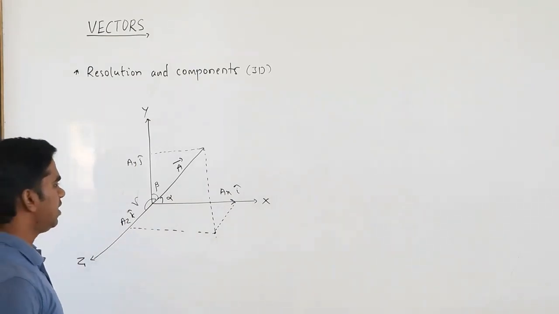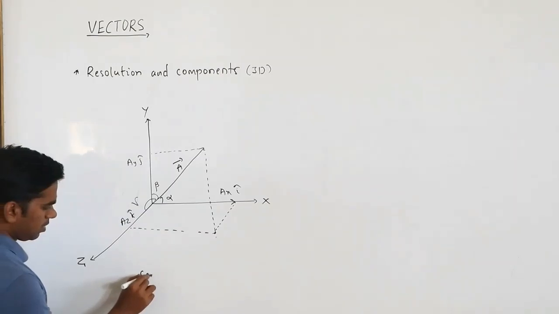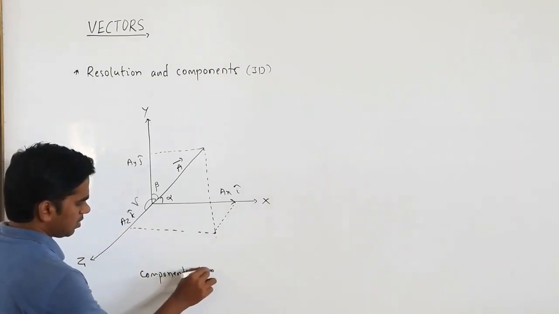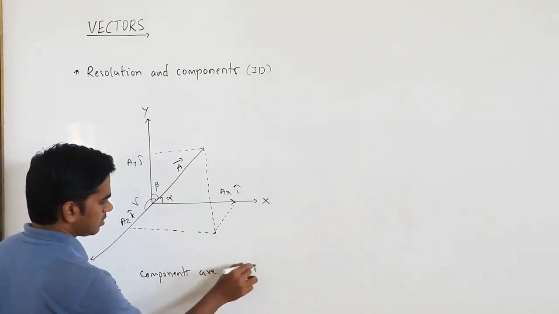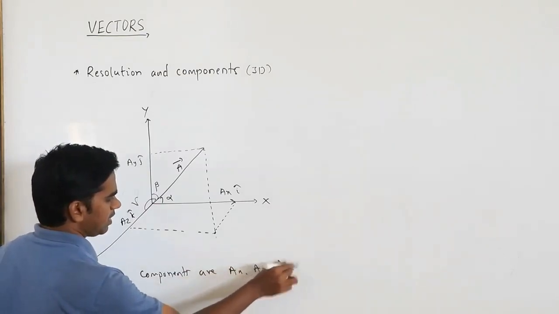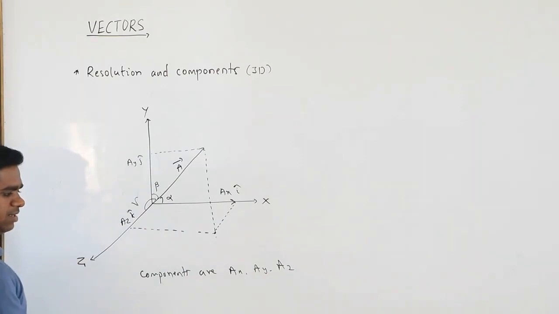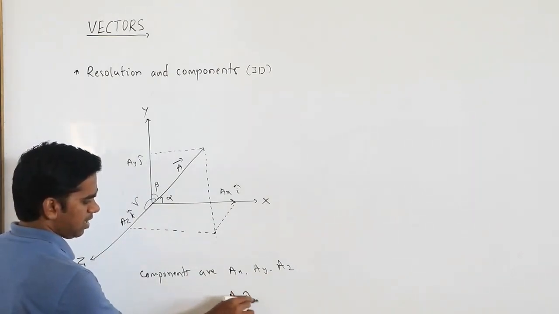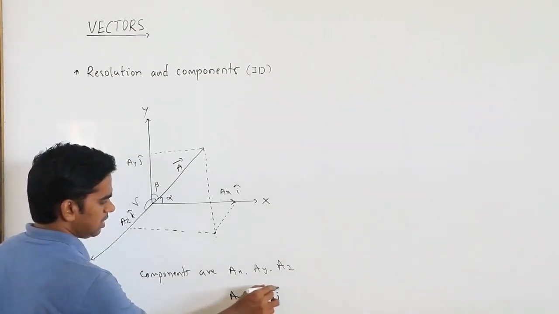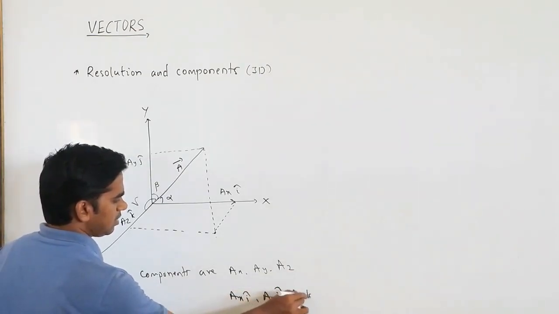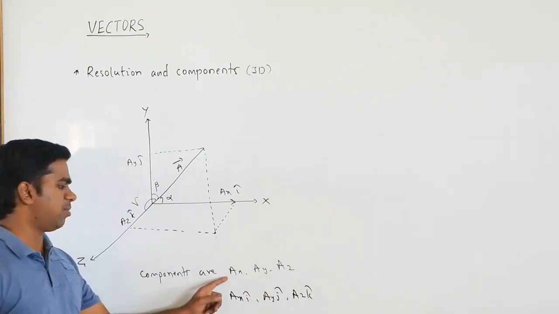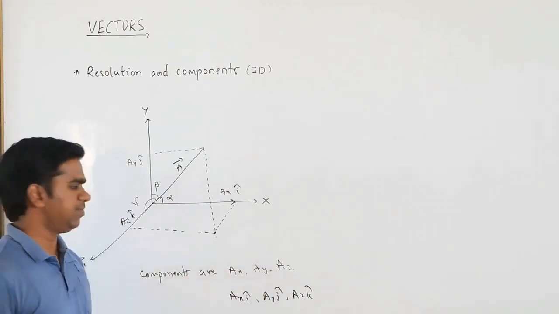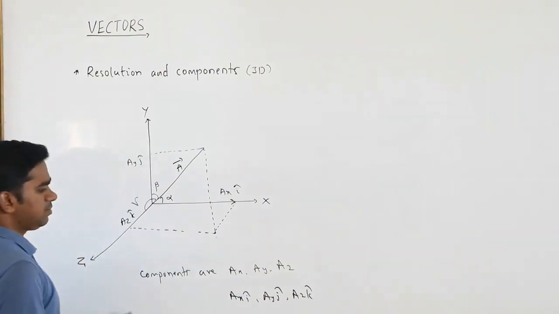So now here how can we write the components? The components are ax, ay, az. If you write in vector form, that will become ax i cap, ay j cap, az k cap. That is not required. Now components means only ax, ay, az. So now see here.